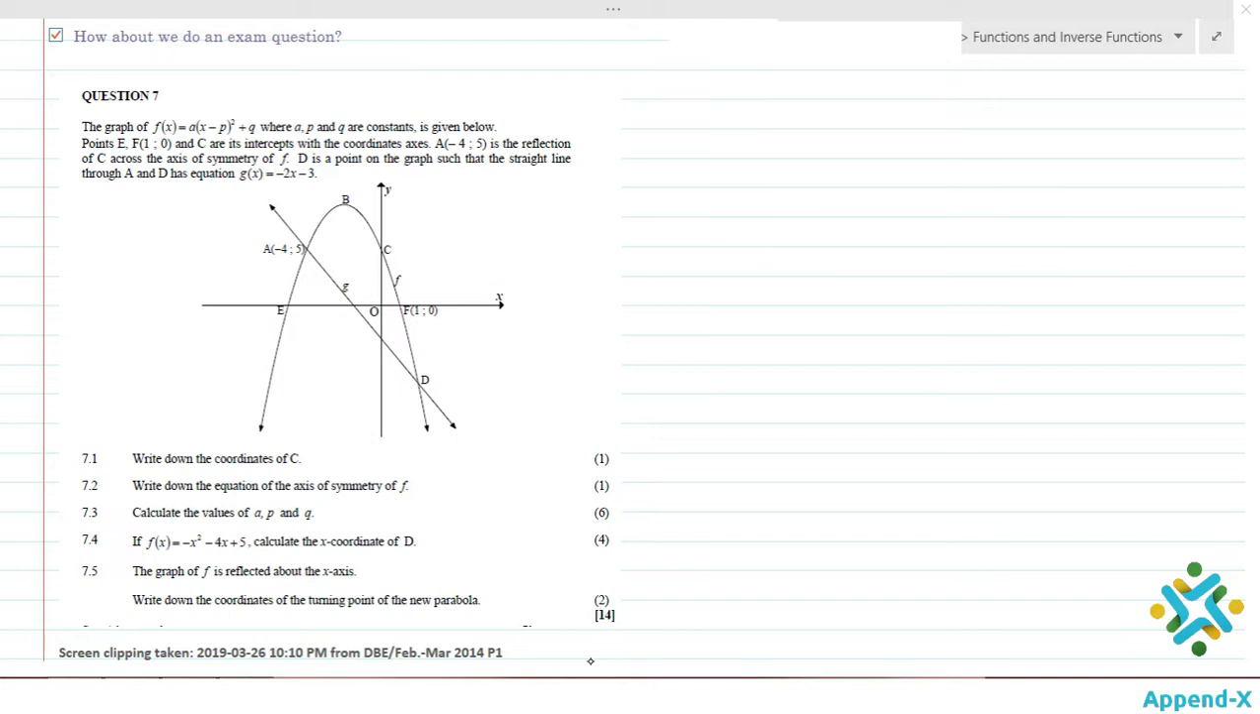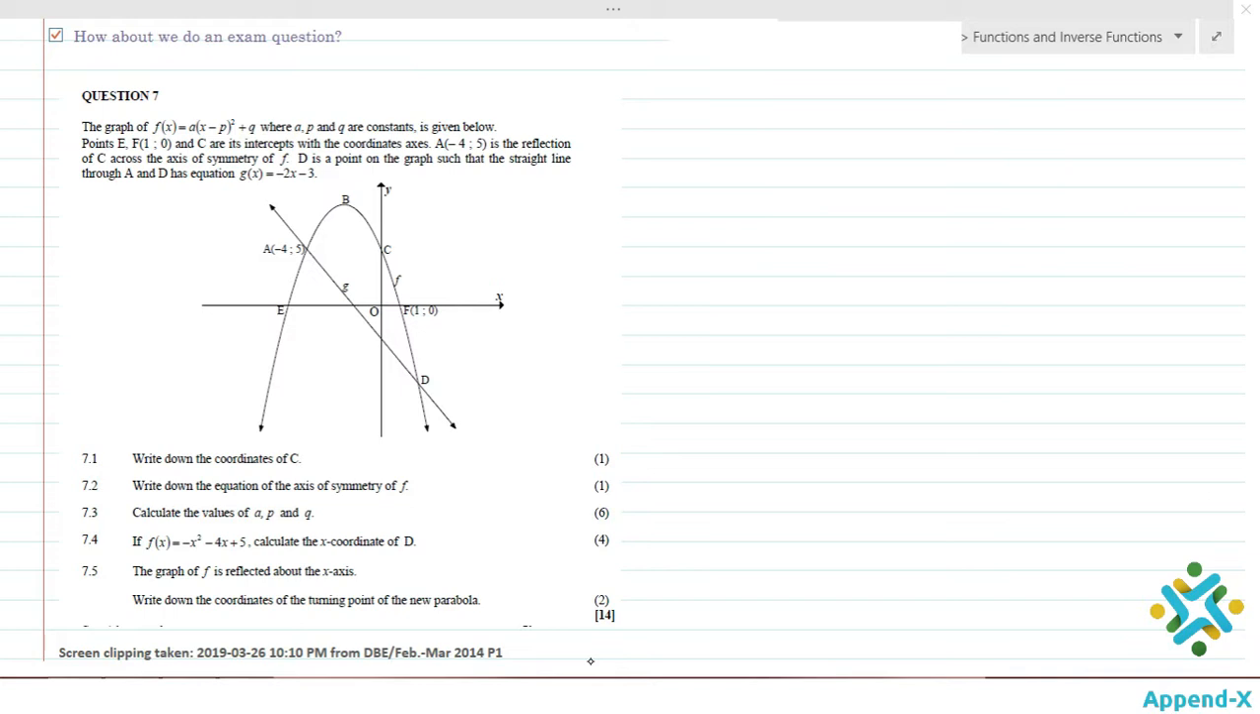This question is taken from February-March 2014, paper 1, and we are on question 7 in the question paper. Now the graph of f(x) = a(x - p)² + q, where a, p, and q are constants, is given below. Points E, F (1; 0), and C are its intercepts with the coordinate axes. Now A (-4; 5) is the reflection of C across the axis of symmetry of f.